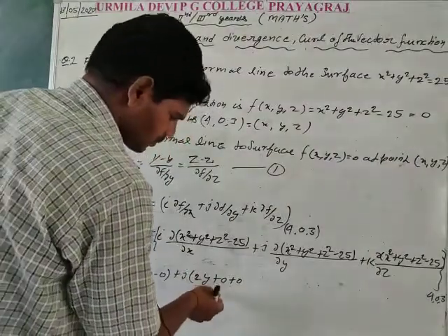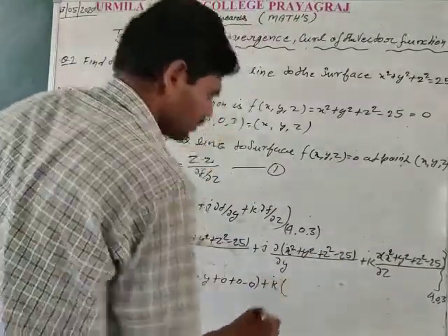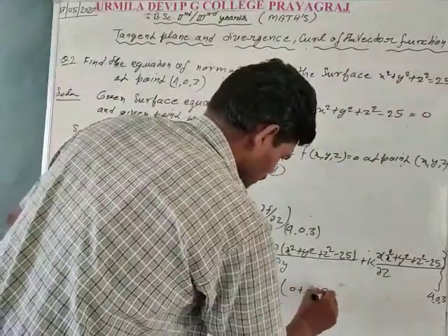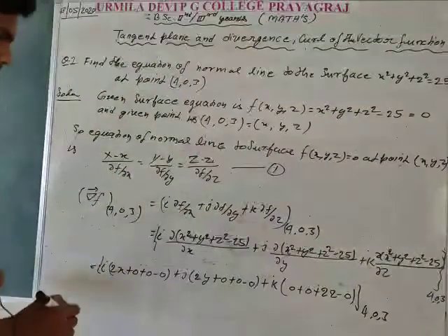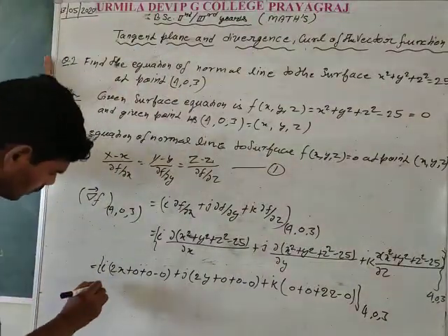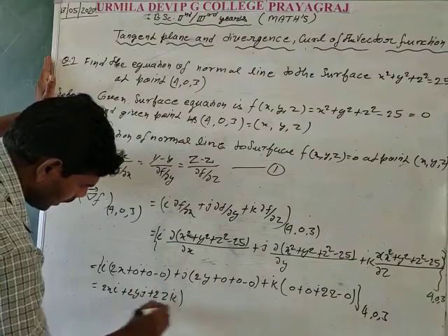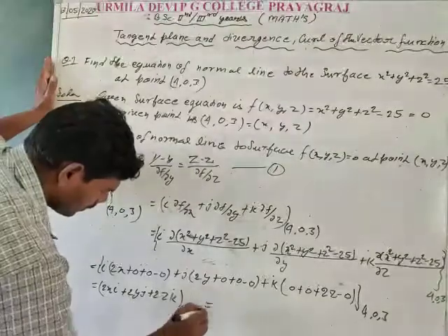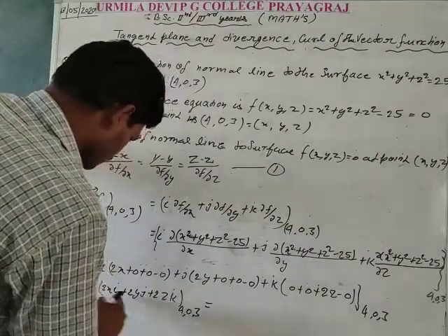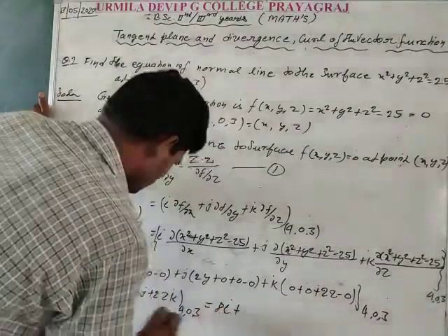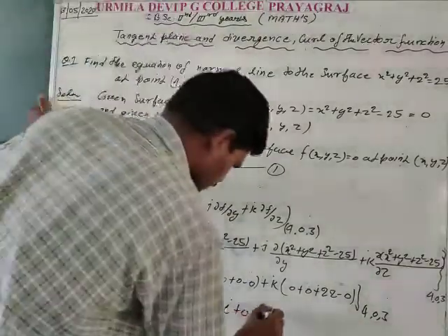You can write in this form also, but here 0 for this and 0 for this, and minus 0 plus k times 0, 0 plus 2z minus 0, at the point (4, 0, 3). Completing the simplification, this is equal to 2xi plus 2yj plus 2zk at the point (4, 0, 3), which is equal to, putting x equal to 4, y equal to 0 and z equal to 3, 8i plus 0j plus 6k.